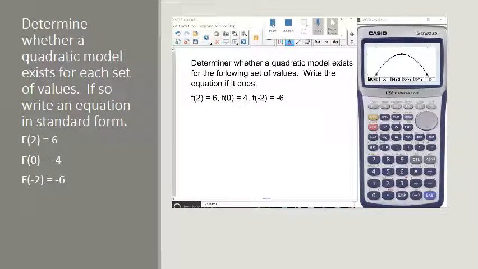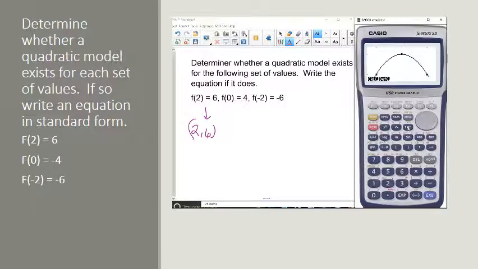All right, this example, we're asking the same thing. However, notice we've got the points written in function notation. All this means is the point 2 and 6. Okay, so we're going to exit. Exit always takes us to the screen behind it, and then we're going to clear out our list like we did with delete all. All right, so now we're just going to put in the x values, so 2, 0, -2, and then the y values, 6, 4, and -6.